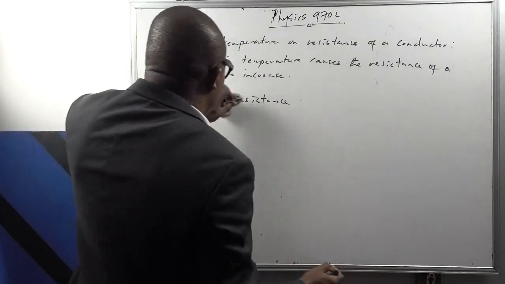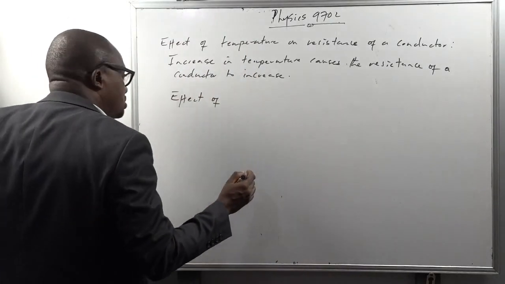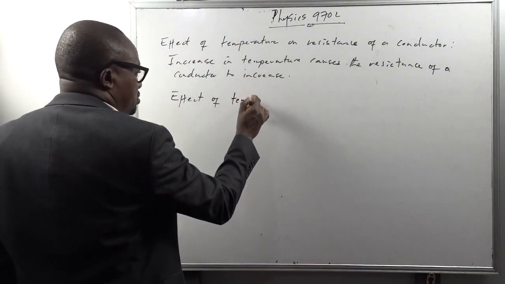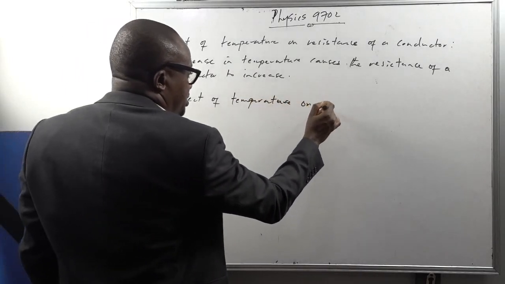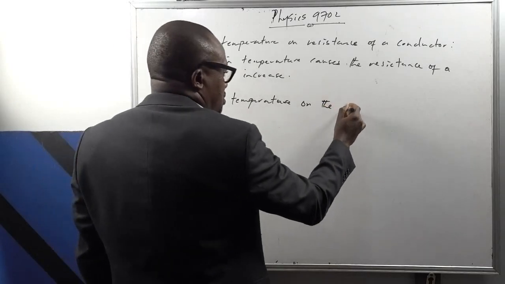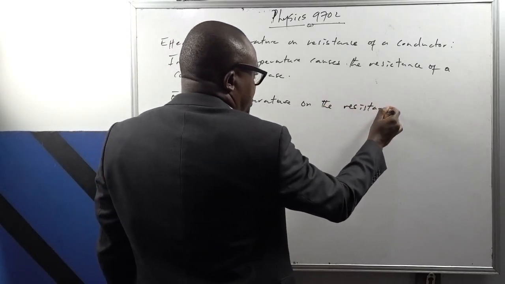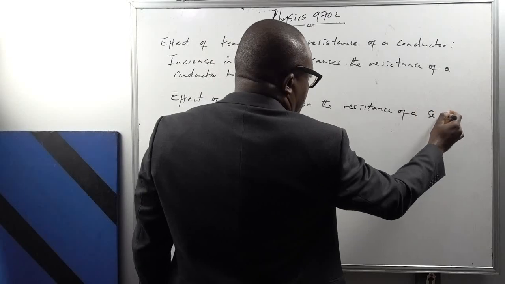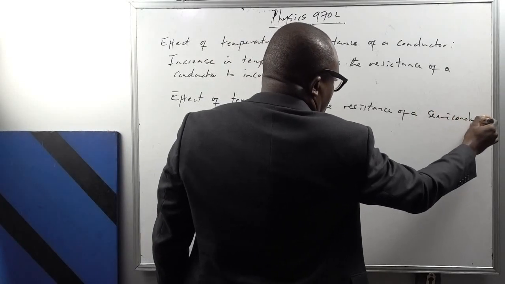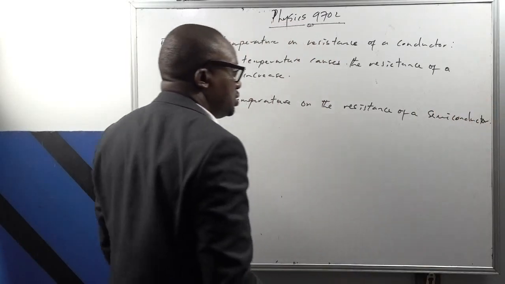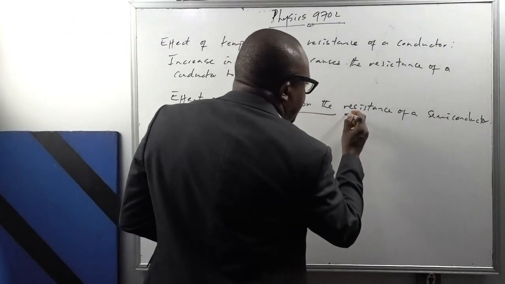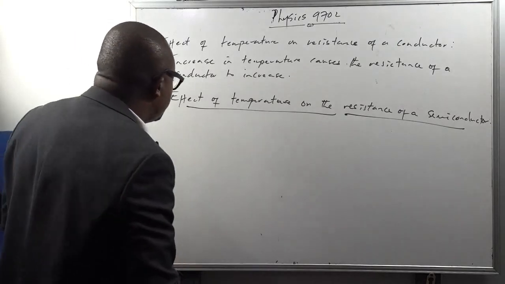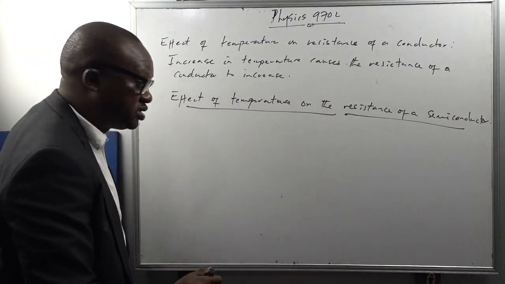Then we can also look at the effect of temperature on the resistance of a semiconductor. Now, when temperature is increased, the resistance of a semiconductor reduces.